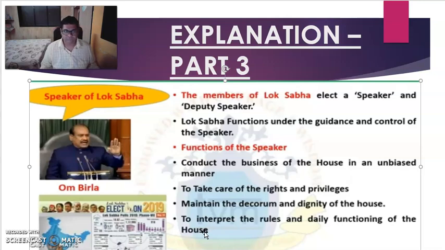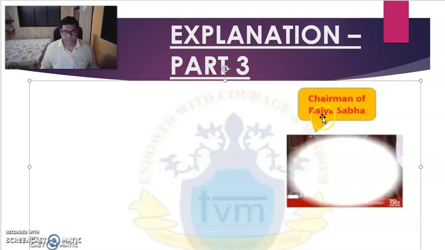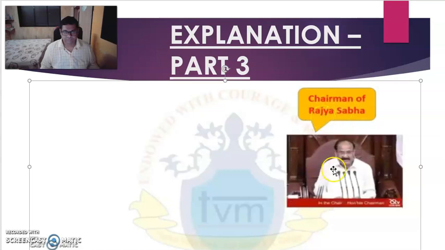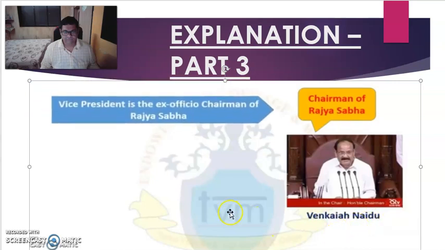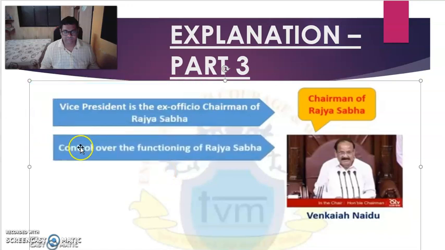Now let's move forward to the Chairman of Rajya Sabha. Mr. Venkaiah Naidu is the current Chairman of Rajya Sabha. The Vice President is the ex officio chairman of Rajya Sabha. He controls the functions or working of Rajya Sabha as the Speaker does in Lok Sabha.